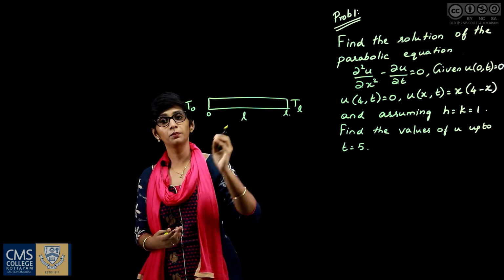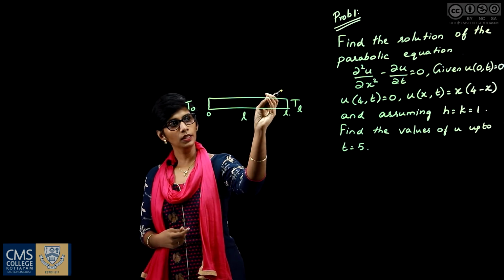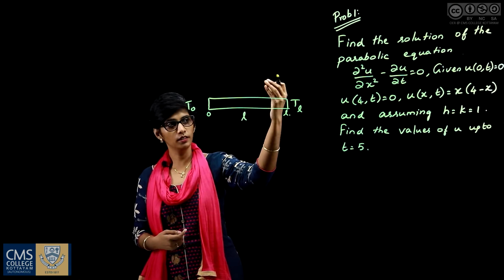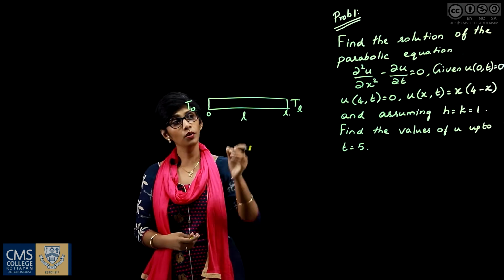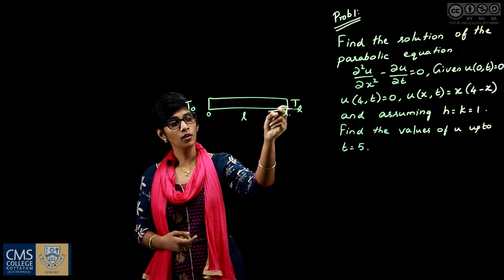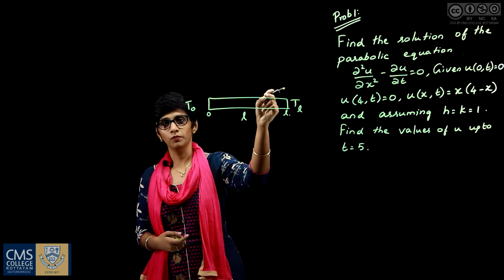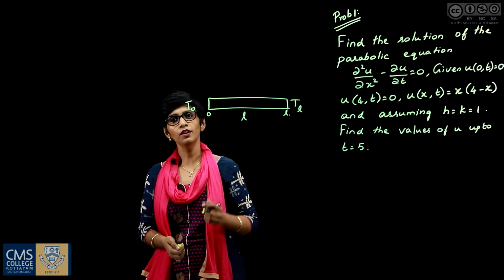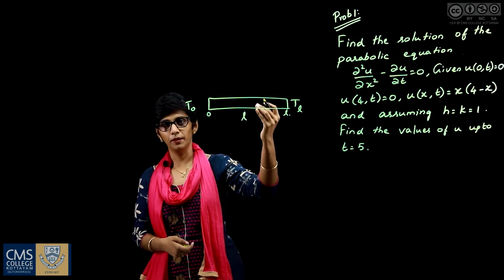So there will be a temperature gradient. Initially these points have different temperatures, and after a time interval these points again have different temperatures. So we are going to find the temperature of the points in this rod after that time. Here we use the Schmidt recurrence relation and find the temperature of the rod after some time.